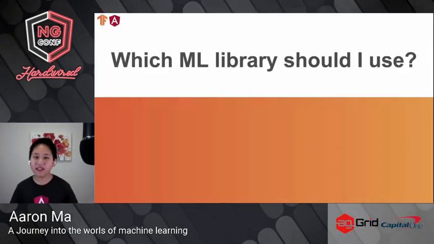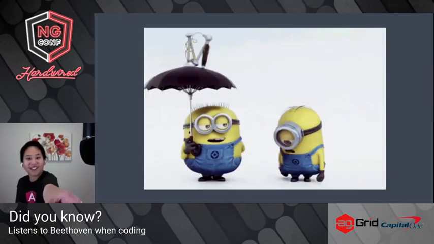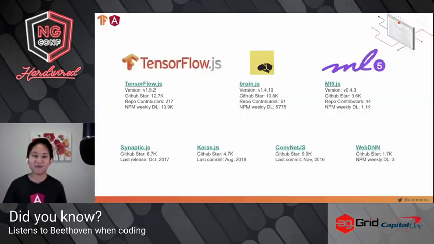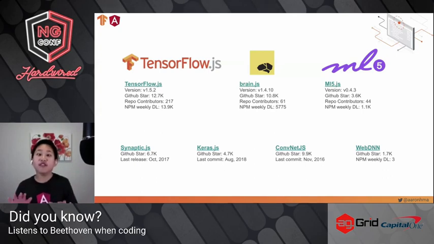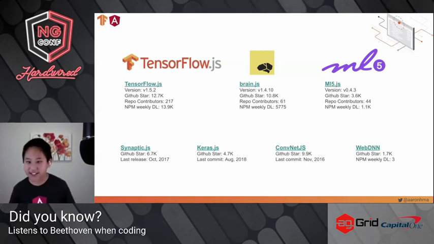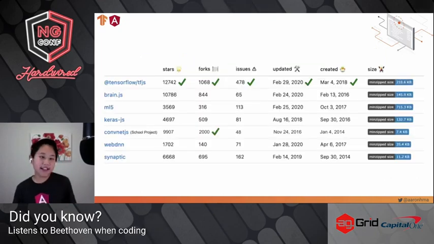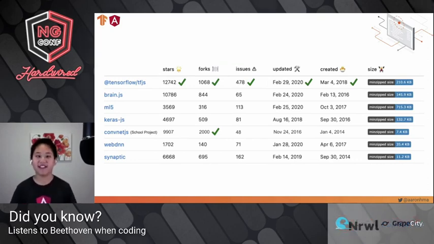Much better. So now we're thinking, which machine learning library should I use? Well, I got you covered, friend! So the top 3 machine learning libraries as of today are TensorFlow.js, Brain.js, and ML5.js. Let's take a look at statistics, as statistics never lie. But clearly, TensorFlow.js wins in almost every single category.